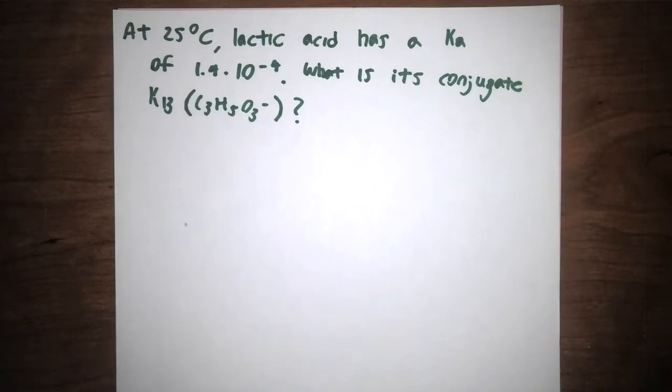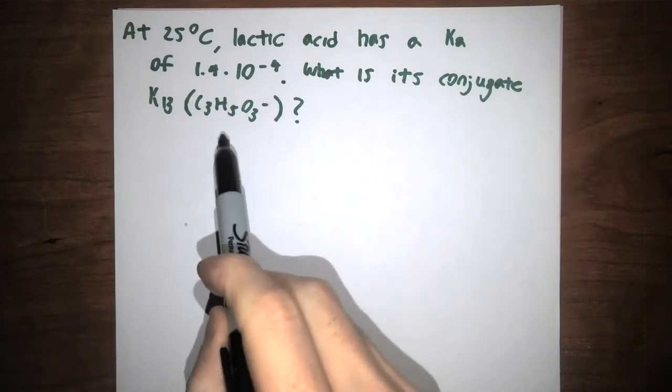You may notice this problem from somewhere. It may be a repeat. You've seen it before, but we're going to go ahead and do it anyways. It's a very good problem, and I feel like it'll be a good test prep as well. So it says at 25 degrees Celsius, lactic acid has a Ka of 1.4 times 10 raised to the negative fourth. What is its conjugate Kb?